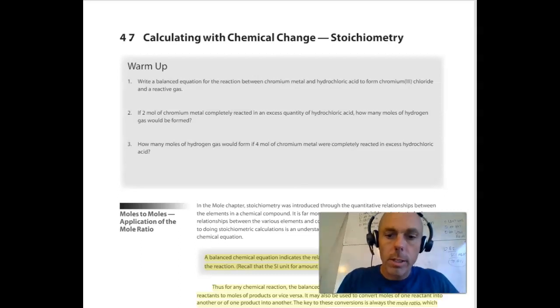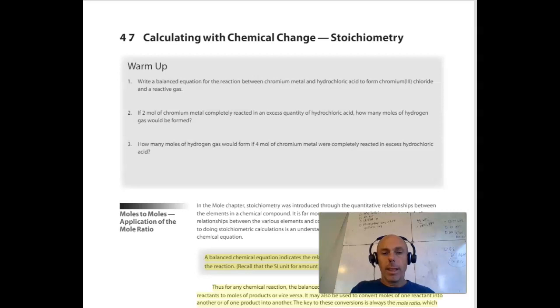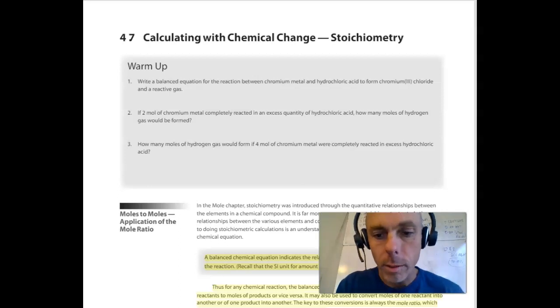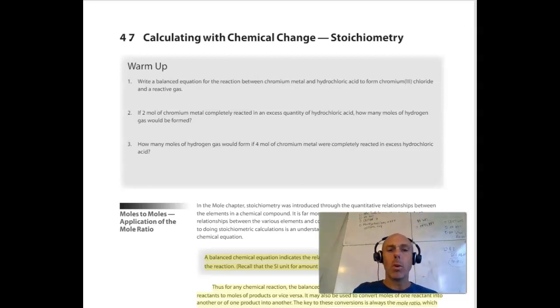This is Mr. Johnson with Lecture 11, 4.7, Calculating with Chemical Change, aka Stoichiometry. Even if you didn't know, this is the moment you've all been waiting for, when we can put dimensional analysis, mole conversions, significant figures, and balanced chemical equations all together in a single skill, maybe the most important skill in chemistry, called stoichiometry. So sit back, relax, and enjoy the ride that's coming your way.